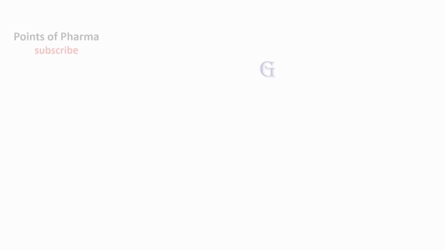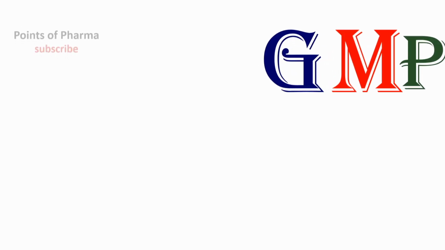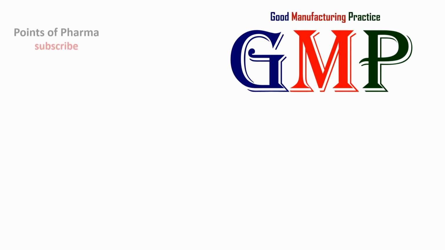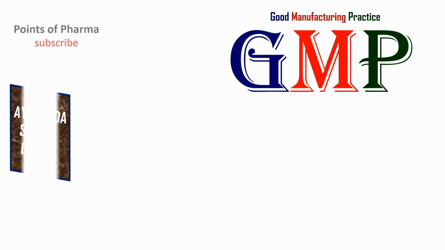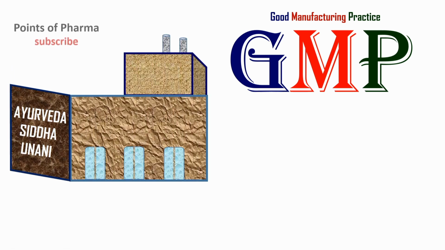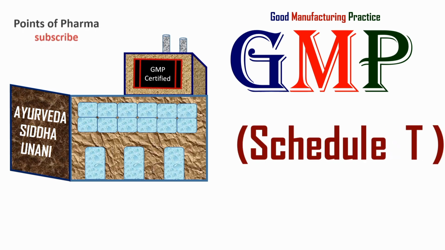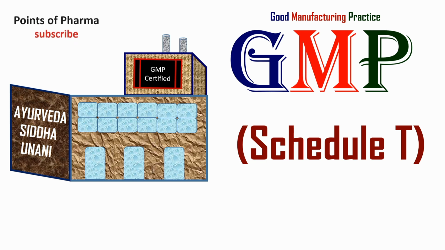Today, the topic is GMP, that is Good Manufacturing Practice. Here we are discussing the GMP of Ayurveda, Siddha, and Unani drugs as specified in Schedule T of Drug Rules 1945. And today we are in series 7 of the topic.